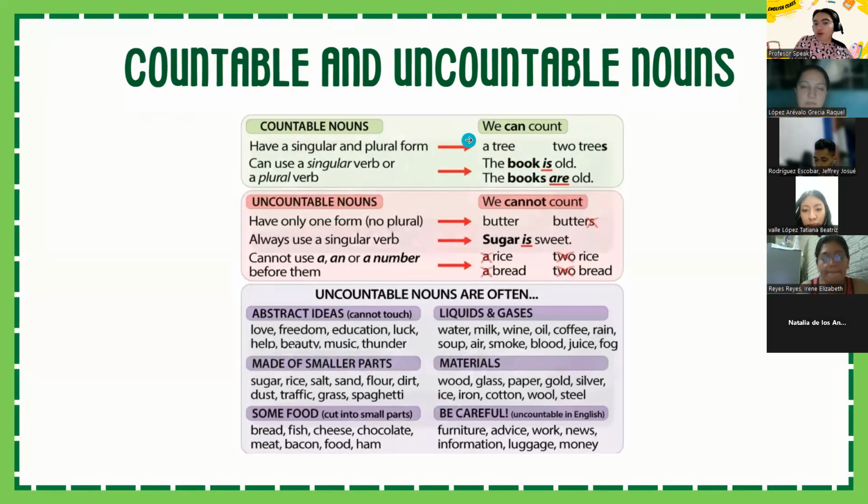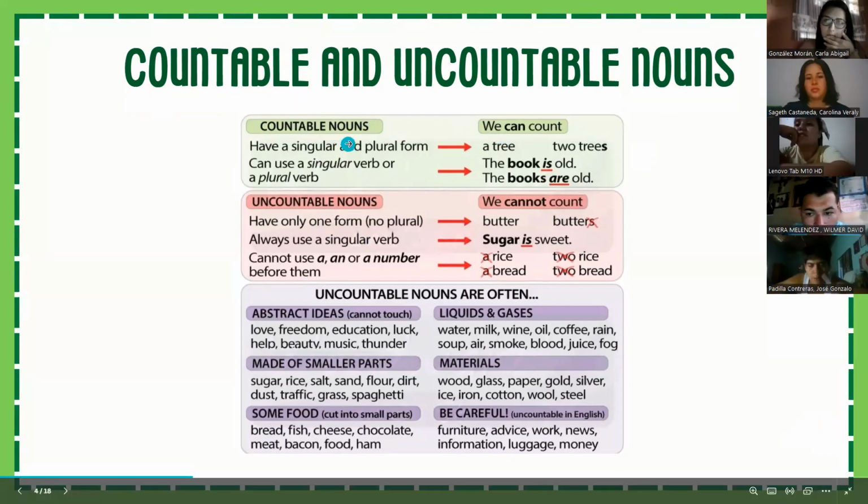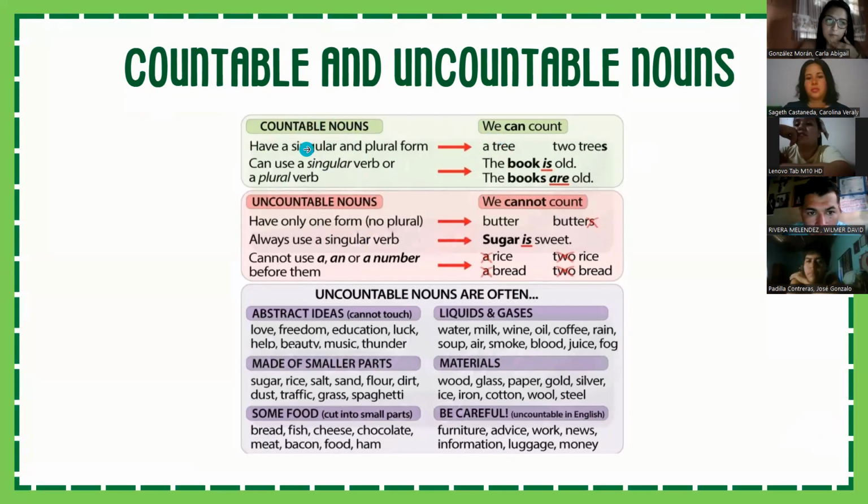So here, we're going to stop a little bit so we can talk about how we can form a sentence when we use countable and when we use uncountable nouns. In this part, guys, please pay attention, all right? Number one, for countable nouns, eso quiere decir lo que sí podemos contar, countable nouns have singular and plural form. ¿Qué quiere decir singular form? Guys, what is singular form?